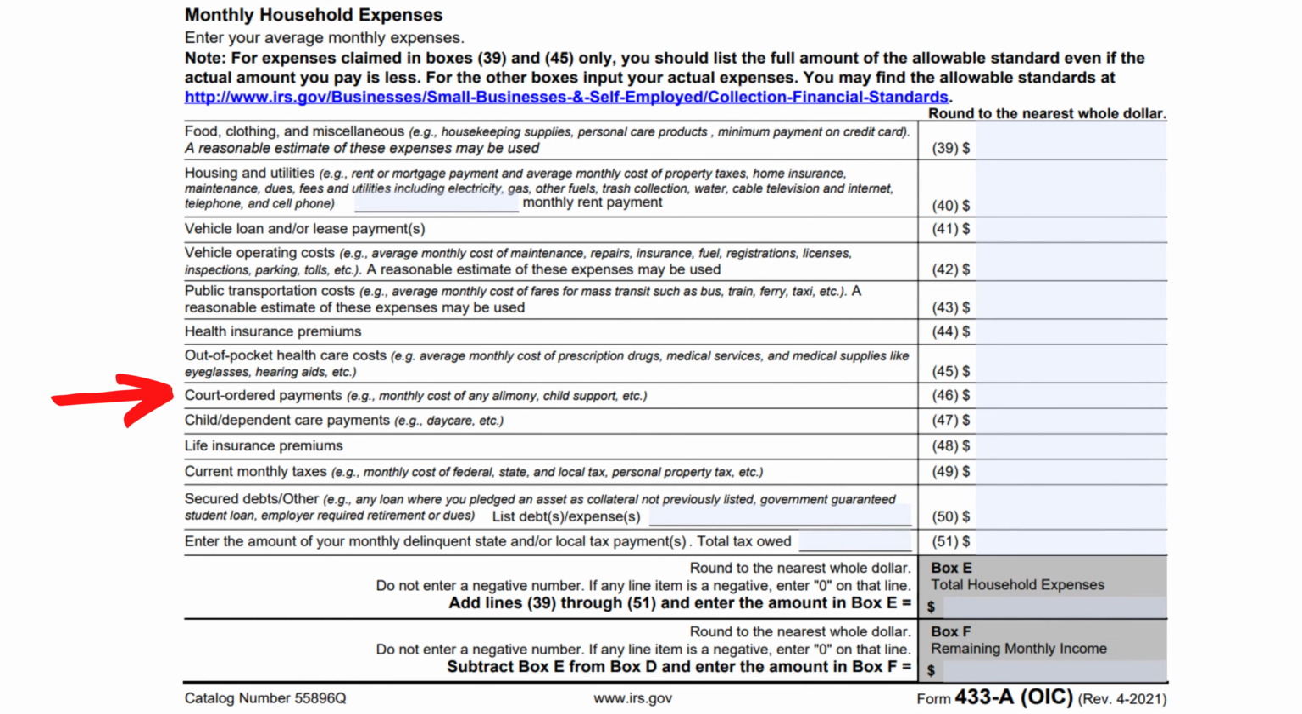All right, court order payments, line 46. That's monthly alimony and/or child support payments. These are generally allowed in full with a caveat here. For child support, for example, only the portion of the payment that's directly related to what the IRS considers necessary to the health and welfare of the child is permitted.